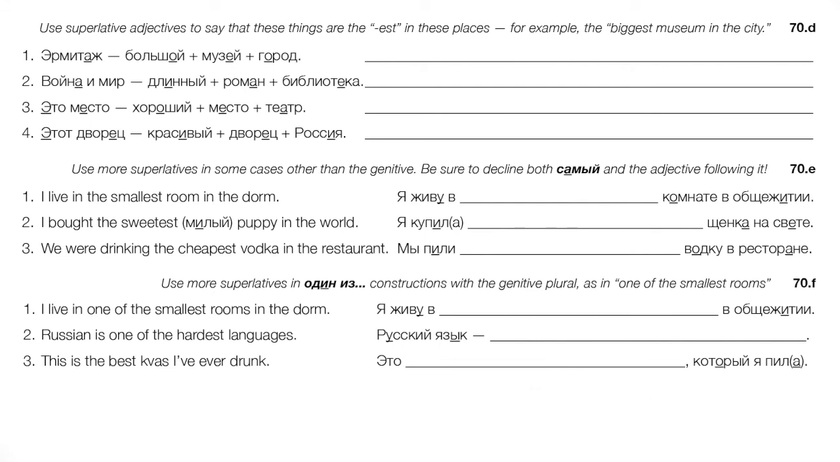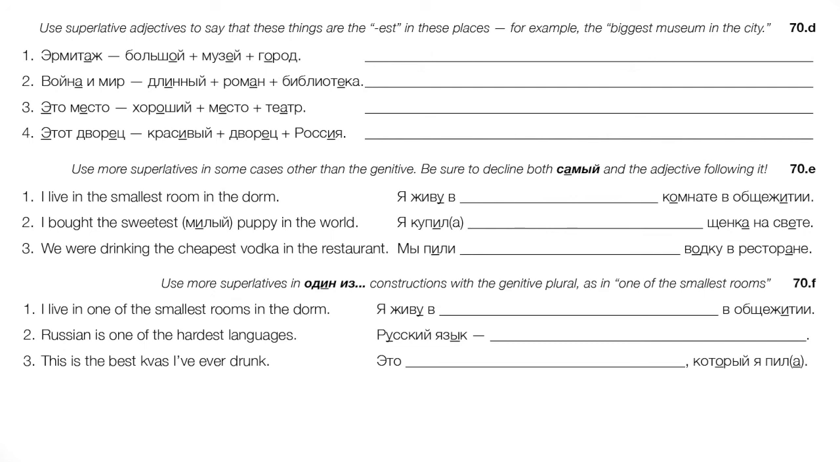Okay, let's try some of these. Один из, right? One of the biggest, largest, smallest, etc. So here we're gonna get genitive plural. I live in one of the smallest rooms in the dorm. Я живу, okay, we got to be careful here. We're going to conjugate один. We need it in the feminine prepositional singular. So it's going to be Я живу в одной из самых маленьких комнат в общежитии. Right, so that's a little bit trickier, but the grammar is fairly straightforward ultimately. I live in one of the smallest rooms, right? And all that's going into the genitive plural.